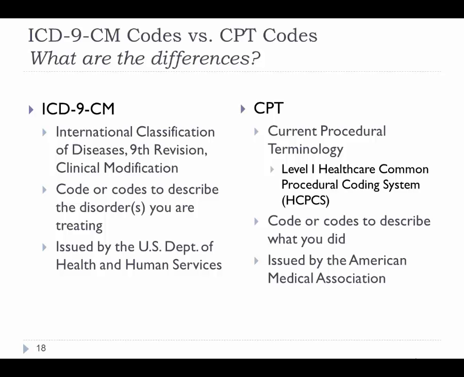You should know the basic differences between the diagnostic coding system and the procedural coding systems. The ICD-9 CM codes are for the disorder or disorders you are treating, while the CPT codes are for reporting the procedure or procedures you performed. The ICD-9 CM is coordinated and maintained by the federal government, while the AMA maintains and updates the CPT codes. Both code sets are required by the Health Insurance Portability and Accountability Act, known as HIPAA.